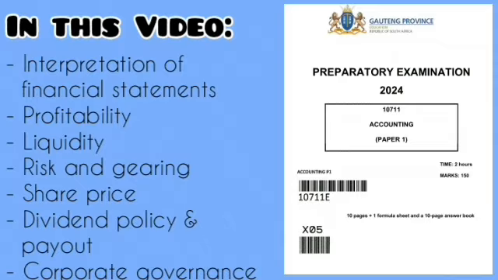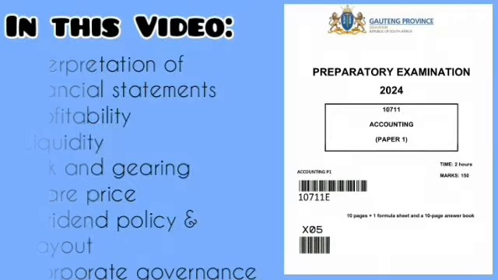And that is why in this video we are going to look at the 2024 preparatory paper, focusing on question 3 and question 4 that deal with interpretation of financial statements, profitability, liquidity, risk and gearing, share prices, dividend policy, and payout. And we are also looking in question 4 at corporate governance. All of these are theory questions, and we are going to practice how to answer them effectively.